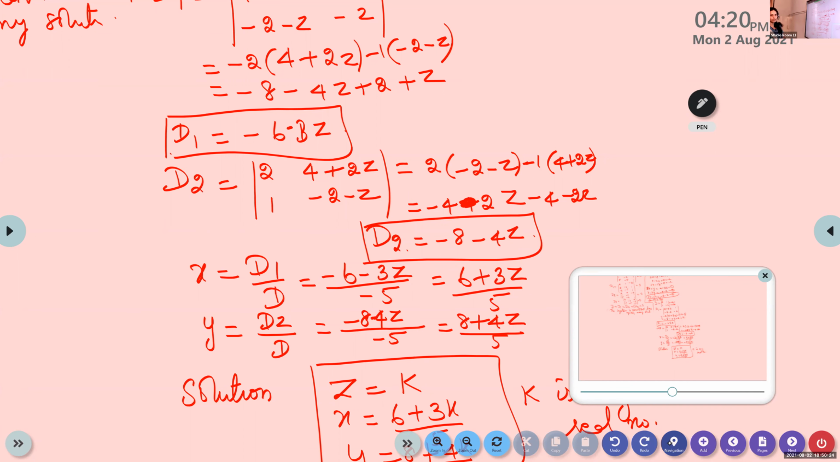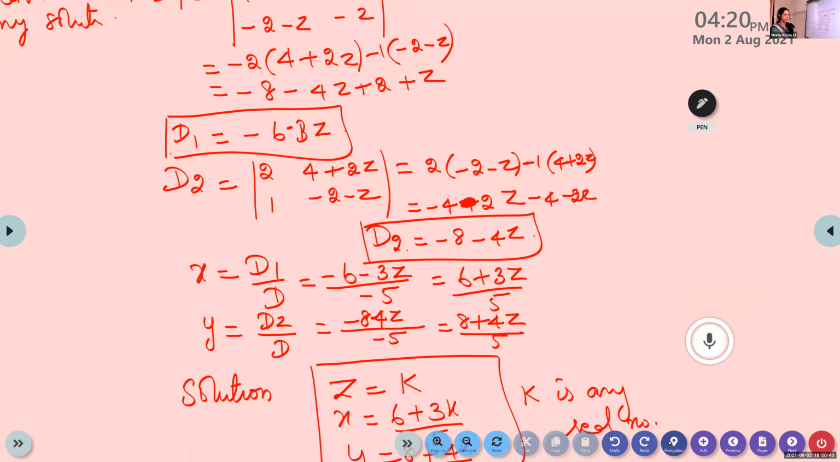K is a real number. K is any real number. If you put k is 1, you will get one solution. If you put k is 2, you will get another solution. Like that, we get infinitely many solutions. Is it okay, children? Is the method okay? Go through it once again from the beginning and check, is it okay?